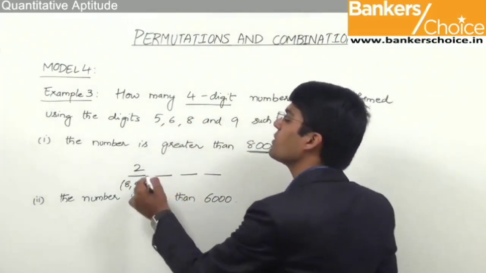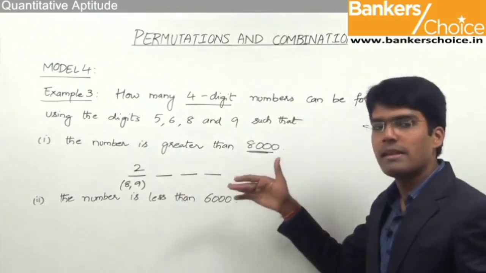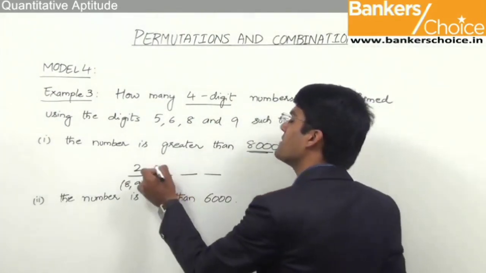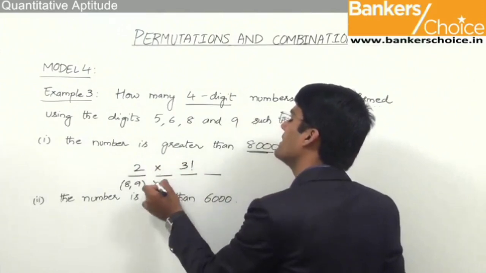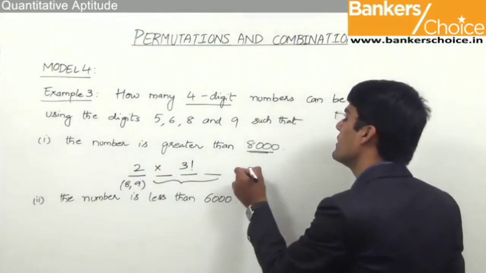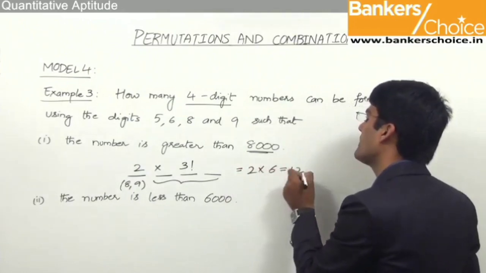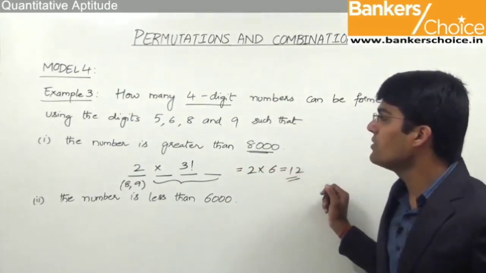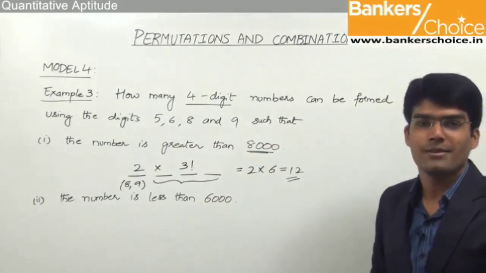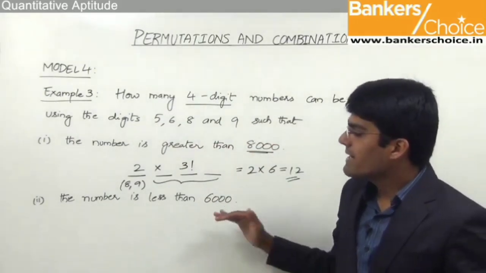Why? Because condition is only with respect to thousands place. Remaining digits can be any of the given digits there. So we can say that the answer here is 2 into 3 factorial. Why? Because remaining 3 positions can be filled in 3 factorial ways. So 2 into 3 factorial is nothing but 2 into 6, which is equal to 12. So 12 numbers can be formed using the digits 5, 6, 8 and 9, where the number is greater than 8,000. Let us now look at the next condition there.